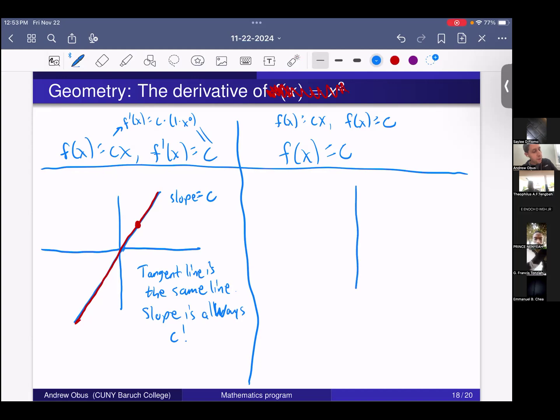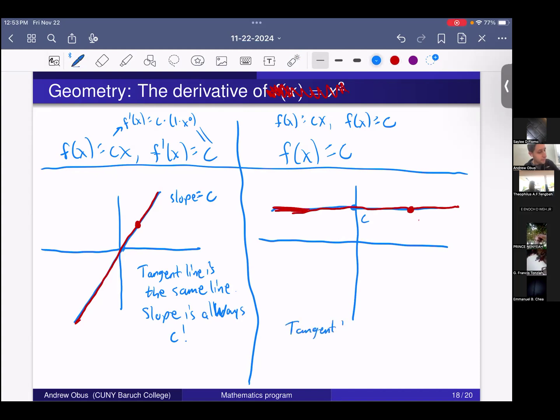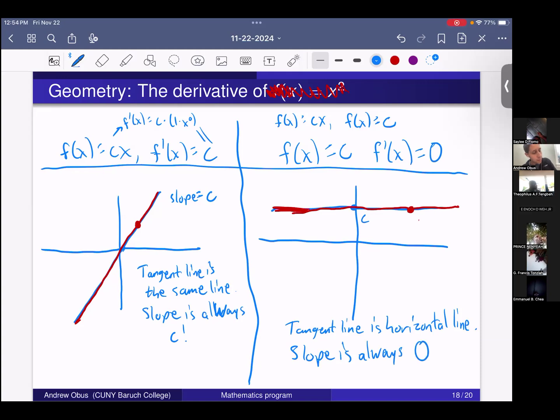In this situation, we have that f of x is equal to c. That's just a horizontal line at c. And if I take any point along this horizontal line, the tangent line is again the same as the horizontal line. So here, remember we saw f prime of x is equal to 0 if f of x is a constant. The tangent line is a horizontal line, and a horizontal line has slope 0. So slope is always 0.